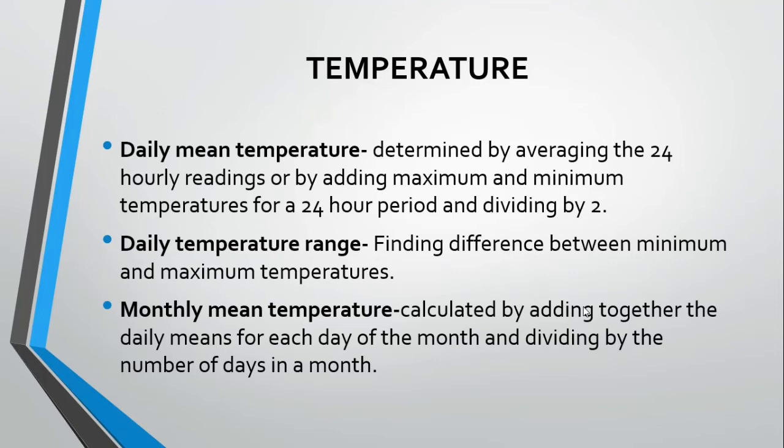Next is the daily temperature range. It's just finding the difference between the minimum and the maximum temperatures. Then the next term that you have to understand is the monthly mean temperature, calculated by adding together the daily means. For example, we have 30 days for a month. You have the daily mean temperature for each day. Then you add all those and divide by 30 days. And you will get the monthly mean temperature.